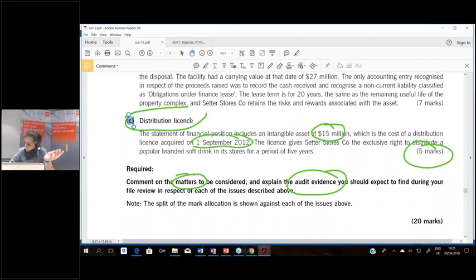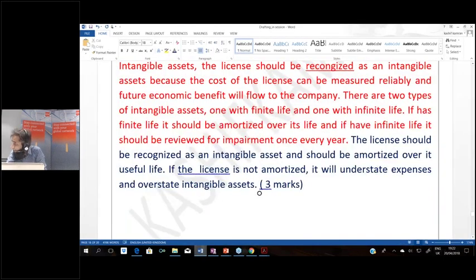Can anyone recalculate the amortization expense? 15 million multiplied by 5 divided by 60. 1.25 million, right? 1.25 million is the amortization expense. Now, if I show that to the examiner, is that something specific to the case? Everyone agrees to that? If I show that 1.25 working to the examiner, is that something specific to the case rather than writing all the IAS 38?